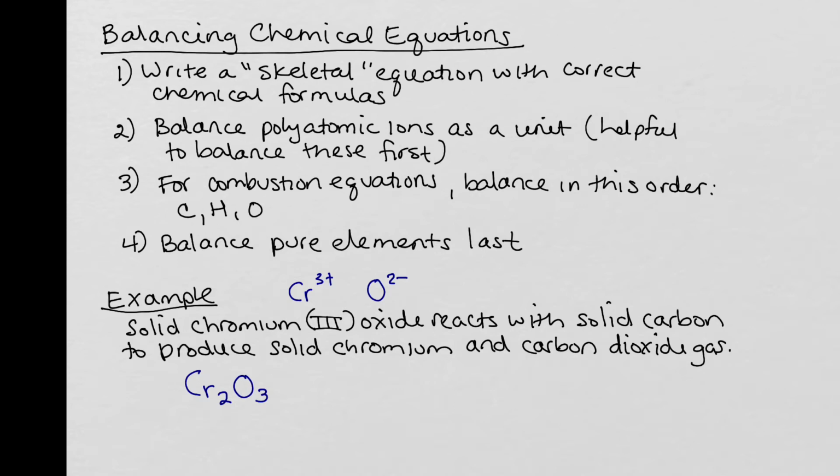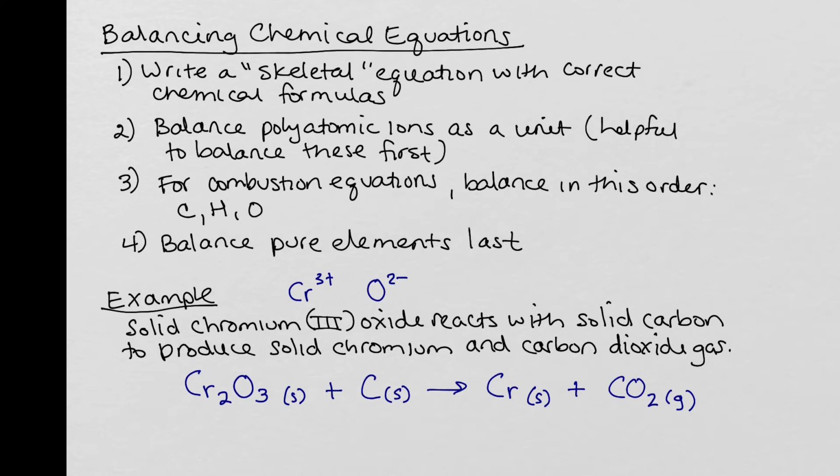So it tells me that this is a solid, and this reacts with solid carbon. So this is just elemental carbon. I need to make sure I include my states of matter, so that is S for solid, to produce. So that means I'm onto my products now. Solid chromium. So chromium, again, is an element, just Cr, and they tell me it's a solid, and carbon dioxide gas. So this is CO2, and they tell me it's a gas. So this is my skeletal equation. I have a correct chemical formula for each compound or each element in my equation.